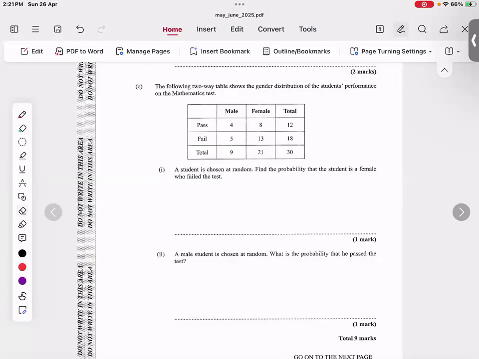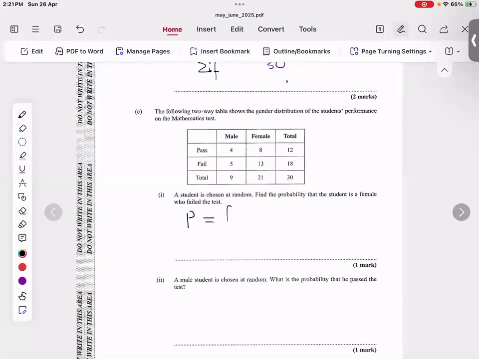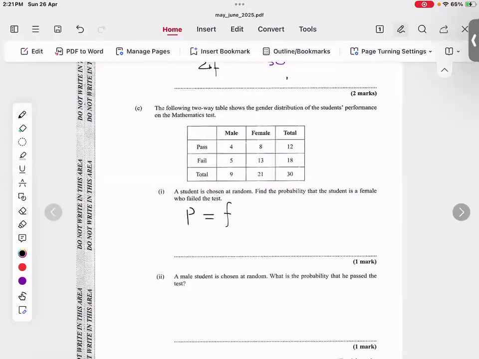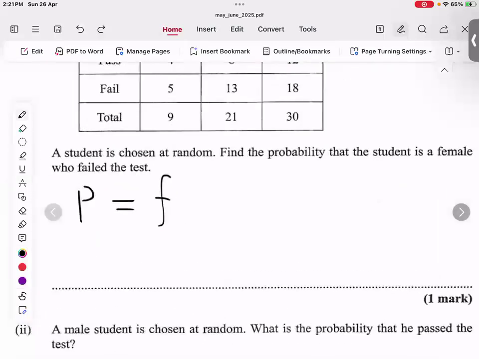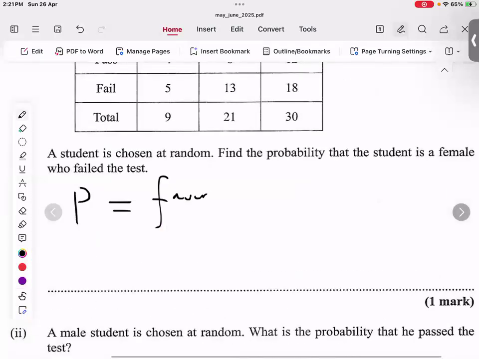Firstly, probability is equal to favorable divided by possible.